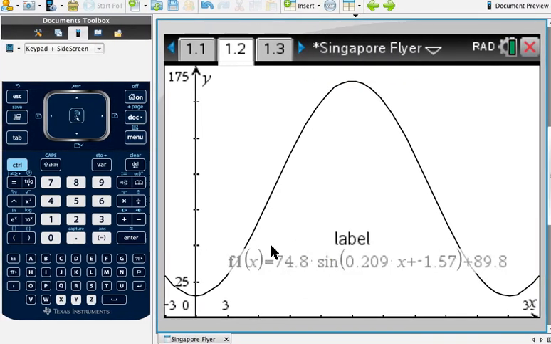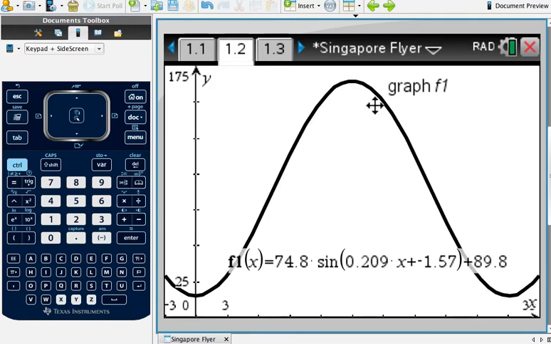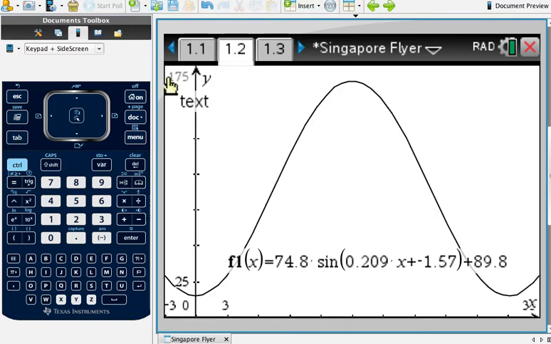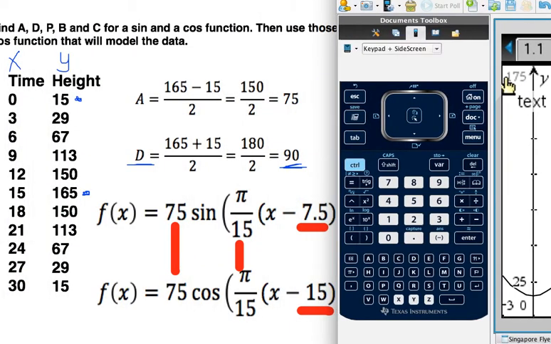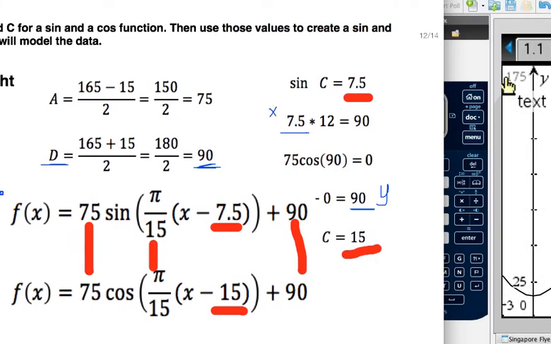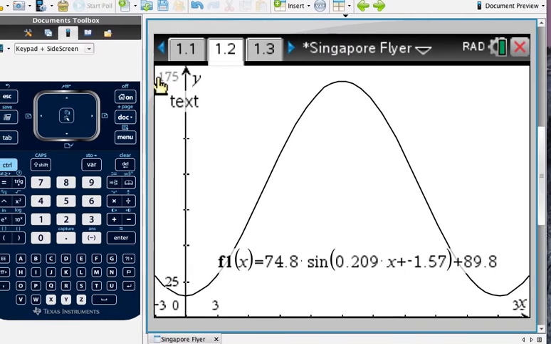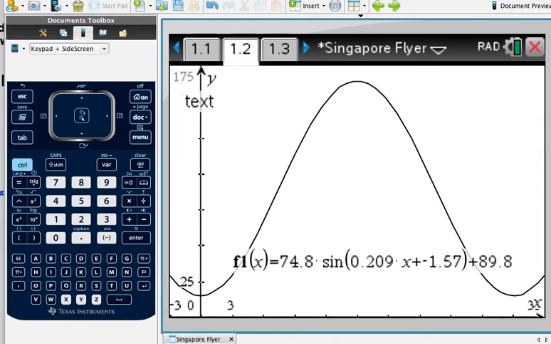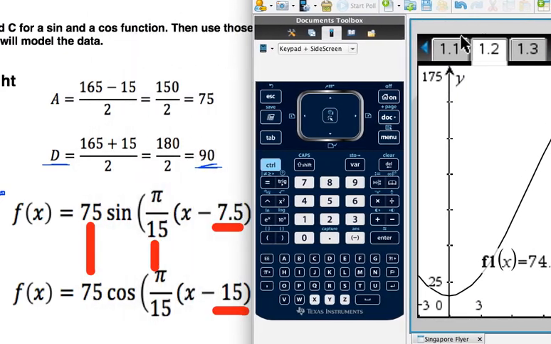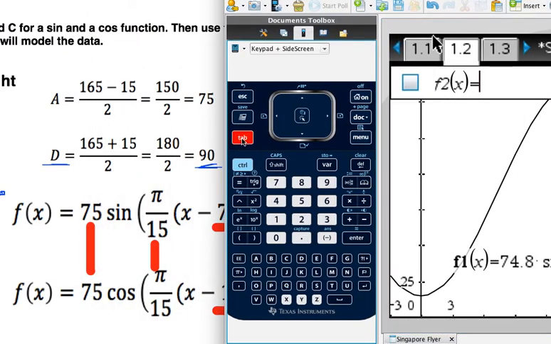Okay? And you can see that it's a nice curve. And some of you are probably thinking, yes, but how does it compare to the graph that we created, or to the formula we created? Let me pull up the formulas that we created. All right, so we came up with these two equations. When you do the regression with the calculator, you're only going to get a sine function. So I'm going to go ahead and graph my sine function on here.